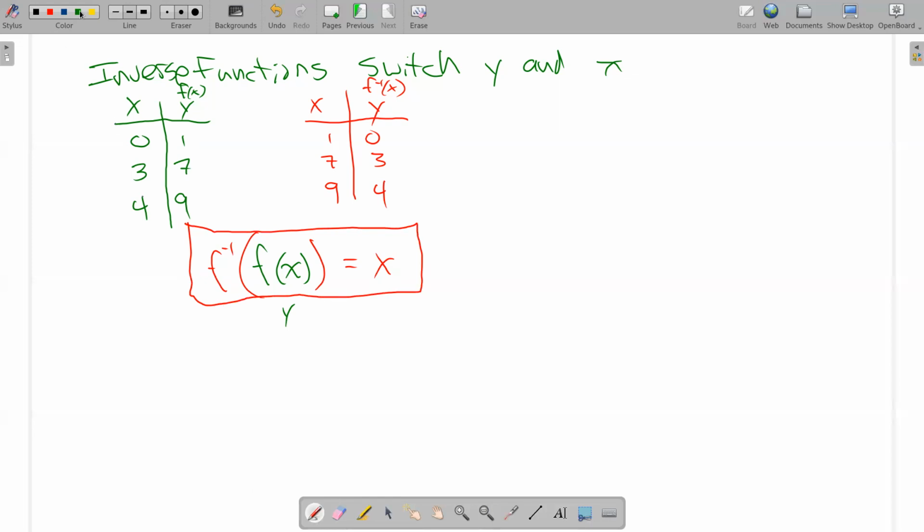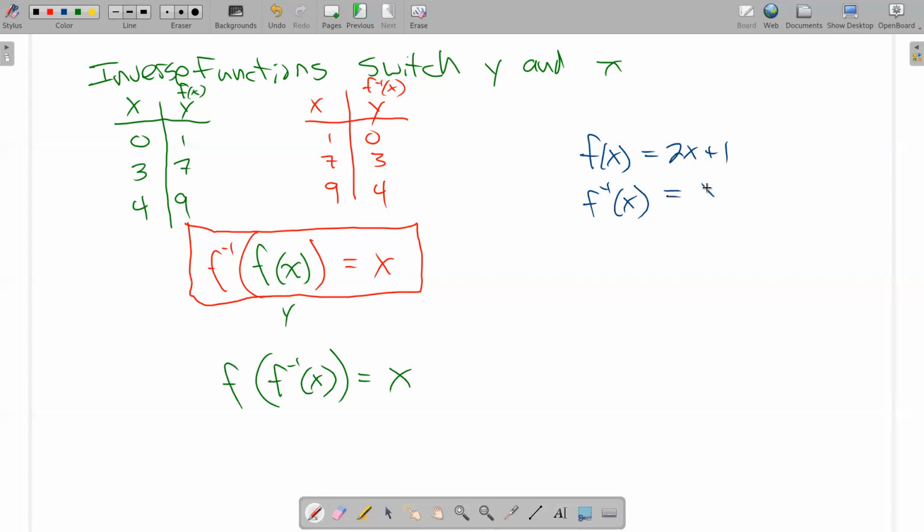And the order of operations shouldn't matter. If we did f inverse on some number first, and then applied the original function on top of that, we should get x back no matter what. Let's test that with the function we were just working with. So we a moment ago had f of x equals 2x plus 1, and we calculated that f inverse of x was equal to x minus 1 over 2.